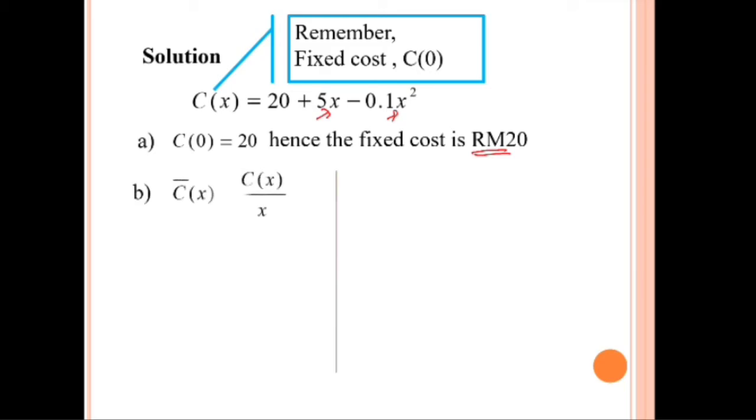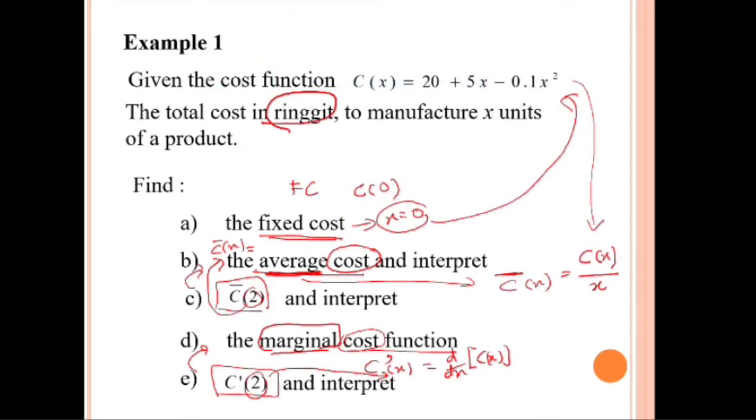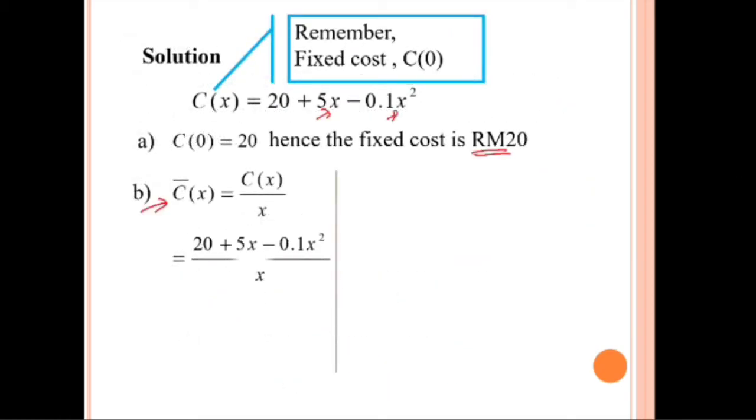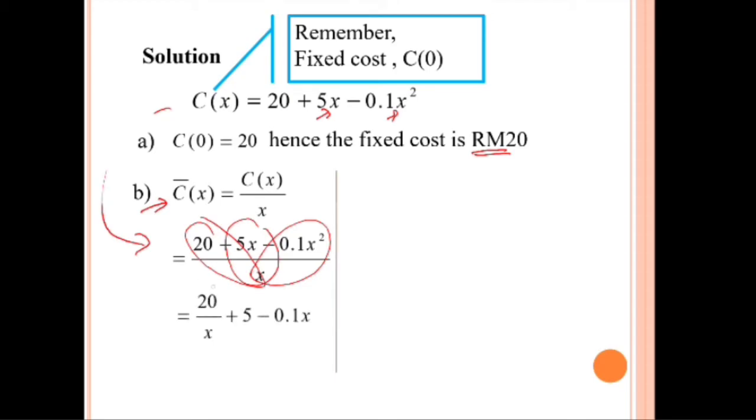Next question. This is C bar x equal to C(x) over x, which means that we want to find the average cost. So to find the average cost, just substitute the cost function and divide it by x. Divide each of the terms by x, and simplify. So 5x divided by x, you get 5. Negative 0.1x squared divided by x, you get negative 0.1x.